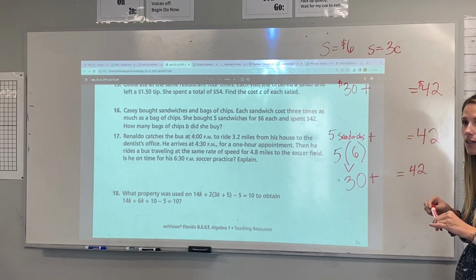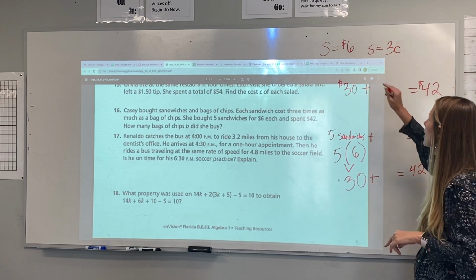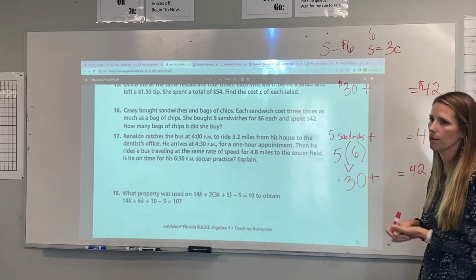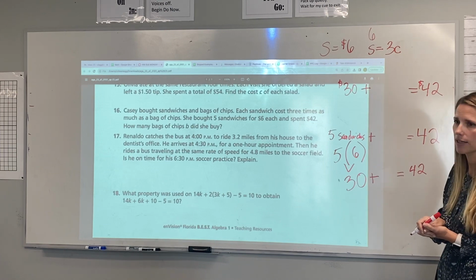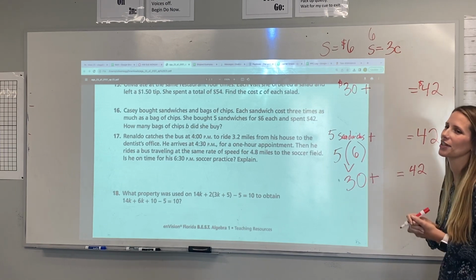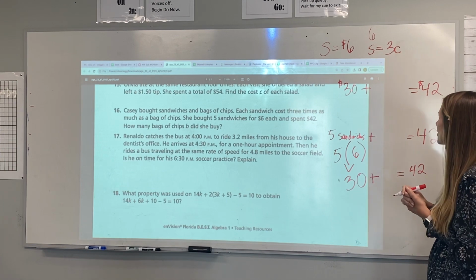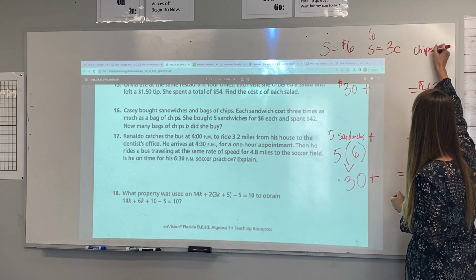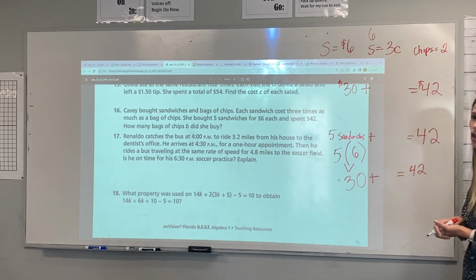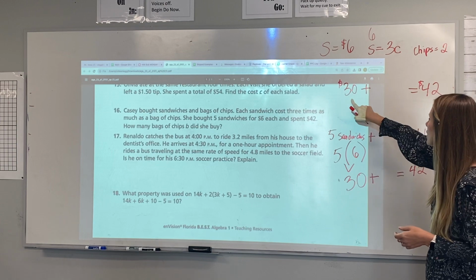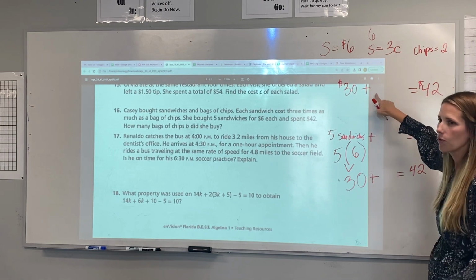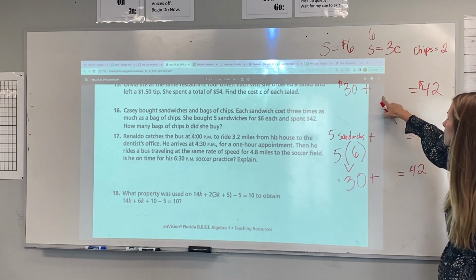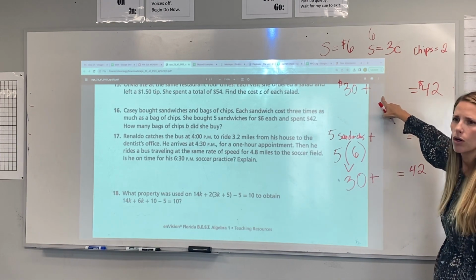Yes. Can I tell you what I did first? Would you tell me the price first? $2. Good. So we know that the price of the chips equals $2. So how can we set this up? $30 plus what? Plus $12 in chips.